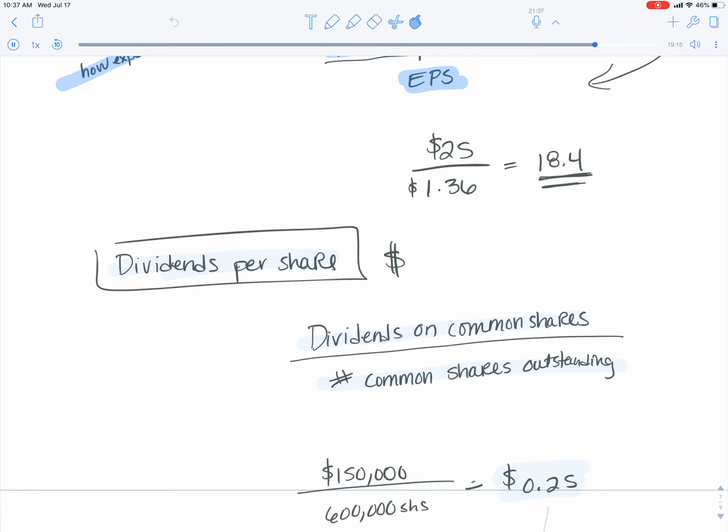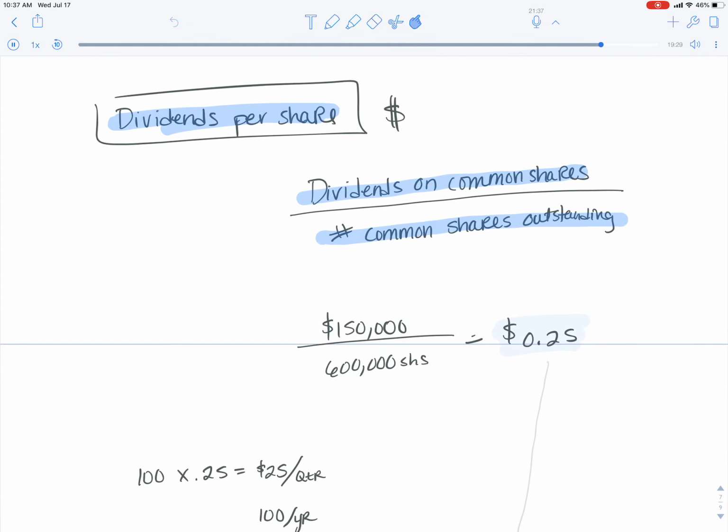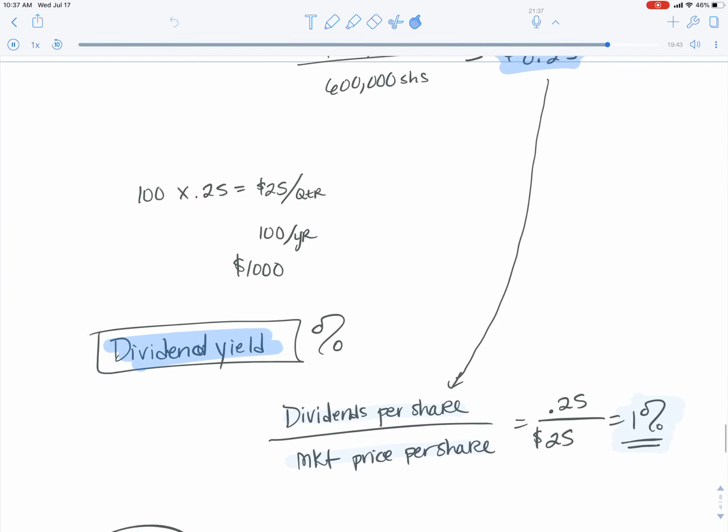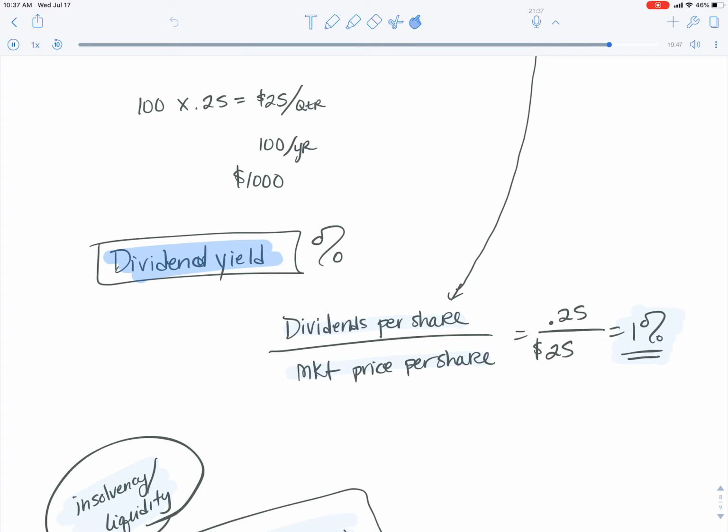Okay, dividends per share is the next one. You're going to take dividends on common shares, which is in the statement of stockholders' equity on the first page, and divide it by the number of common shares outstanding. This number is in dollars. And then dividend yield, you're going to take your answer from above. So your dividends per share is your numerator, and you're going to divide it by that market price. Your answer is going to be a percentage.